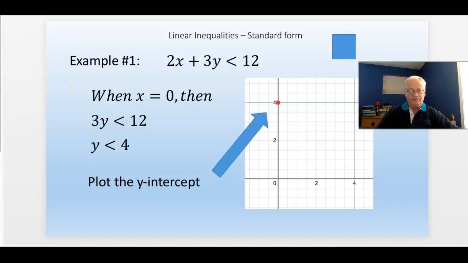Let's look at an example. Again, 2x plus 3y is less than 12. When x equals 0, just think of the cover-up. I'm going to cover this up like that. The 2x just goes away. When x is 0, just cover up the 2x. So you have 3y is less than 12, so y is less than 4. So plot that right there. y is 4 when x is 0.